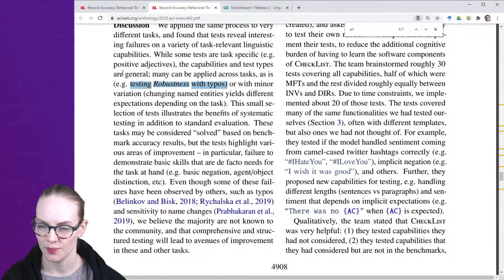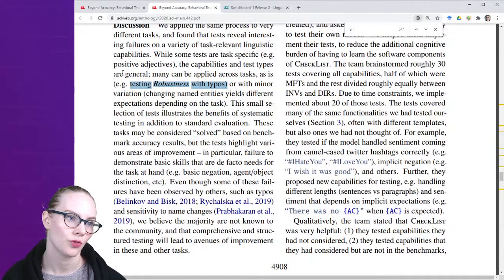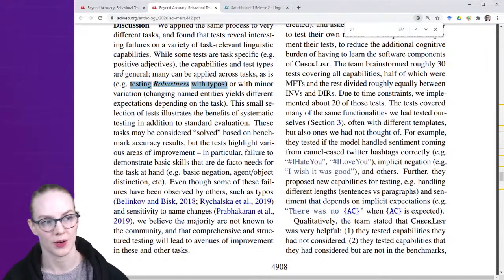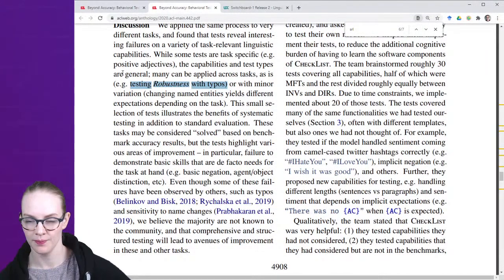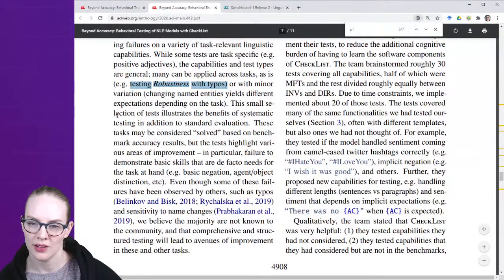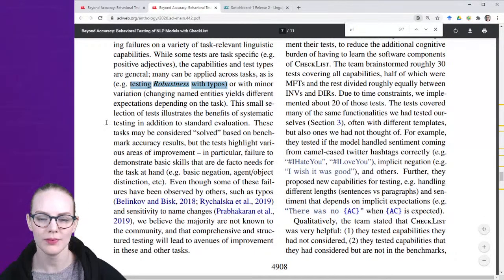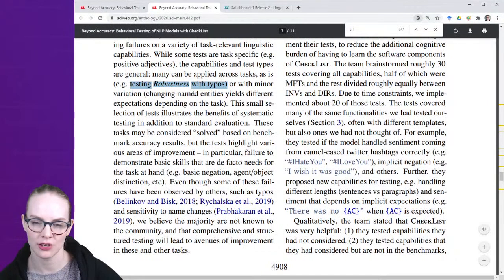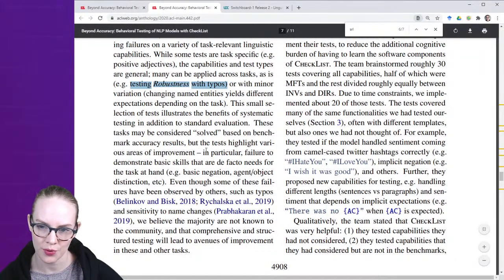Or with minor variation, changing named entities yields different expectations depending on the task. So for sentiment analysis, probably shouldn't change anything. For question answering, it should, because the entities are different. The small selection of tests illustrates the benefits of systematic testing in addition to standard evaluation. These tasks may be considered solved based on benchmark accuracy results, but the tests highlight various areas of improvement. In particular, failure to demonstrate basic skills that are de facto needs for the task at hand, e.g. basic negation, agent-object distinction, etc.